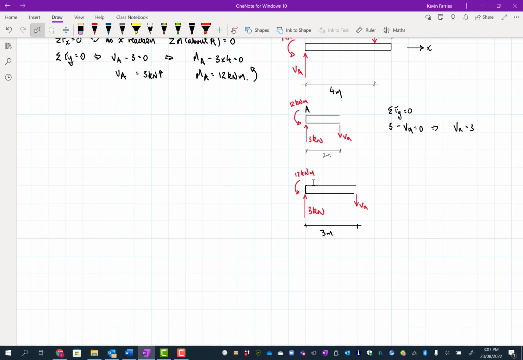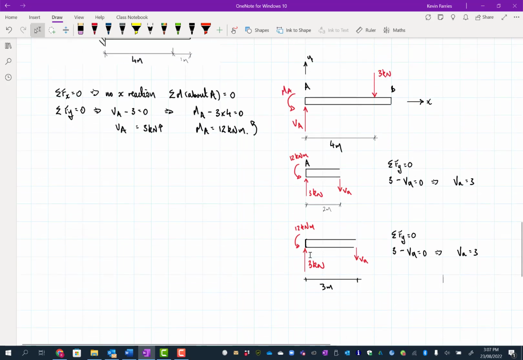Now, so that's that one. And then for this one, nothing changes in this equation. Just because you've moved a bit further along, it doesn't change this. None of it changes. It's all still true. The sum of the y components is equal to 0. Therefore, VA is still 3.